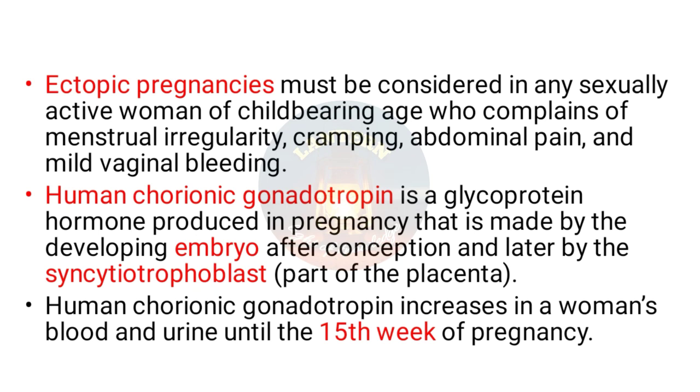Ectopic pregnancies must be considered in any sexually active woman of childbearing age who complains of menstrual irregularity, cramping, abdominal pain, and mild vaginal bleeding. Human chorionic gonadotropin is a glycoprotein hormone produced in pregnancy that is made by the developing embryo after conception and later by the syncytial trophoblast. Human chorionic gonadotropin increases in a woman's blood and urine until the 15th week of pregnancy.